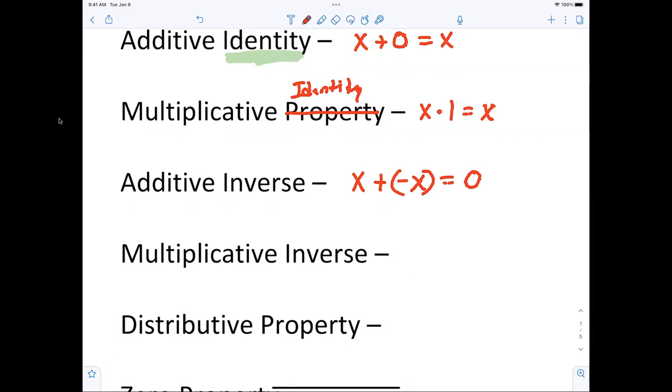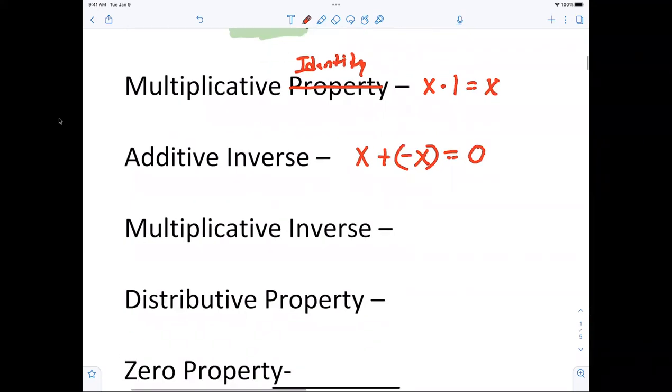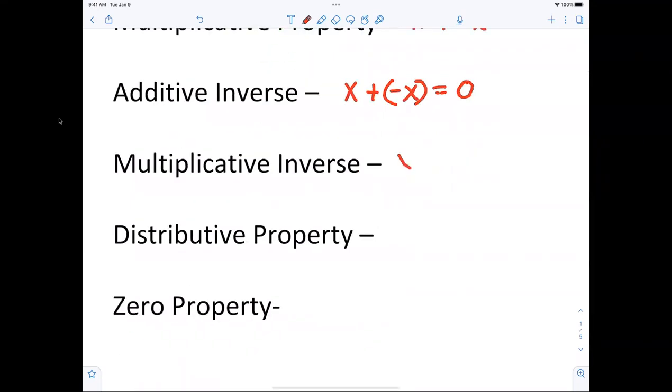Now, the multiplicative inverse, sometimes a little bit harder. So how do I cancel x out with a multiplicative inverse? That's close. I like your thought process. But the multiplicative inverse is x times 1 over x. That equals 1. That's an example of the multiplicative inverse. When things cancel out, they're inverses.